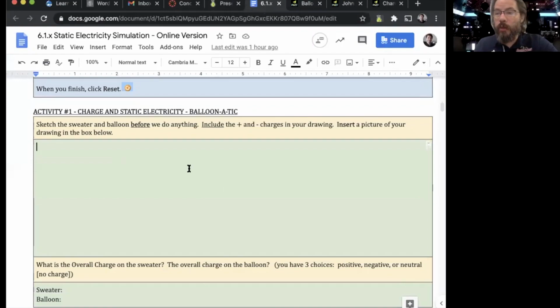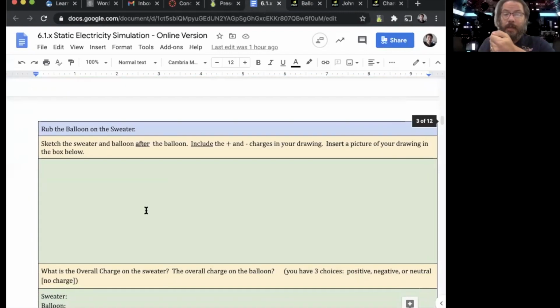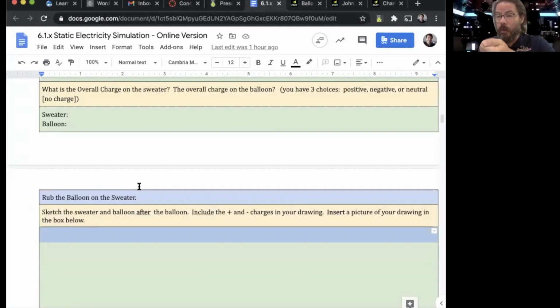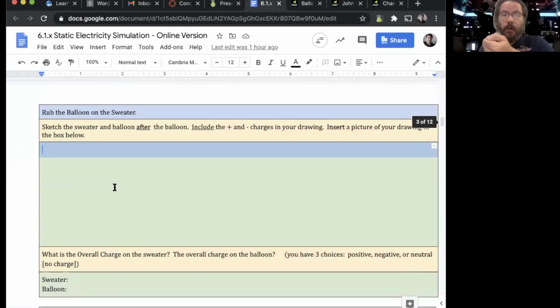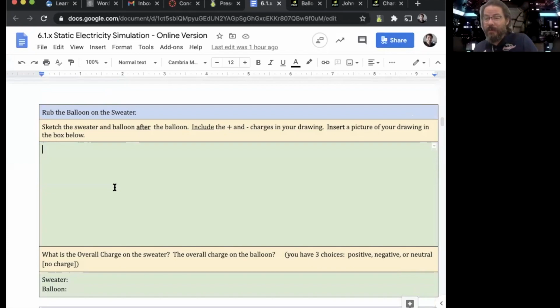When it's time to draw the picture, I could draw the picture much faster on paper, so I would draw it on paper and then take a picture. However, before you do that, know that down here, you're going to do another picture. So you're going to draw the before: the charge on the balloon and the sweater before. And then you're going to draw the sweater and balloon after. So I would draw those first, and then I would put in the picture after.